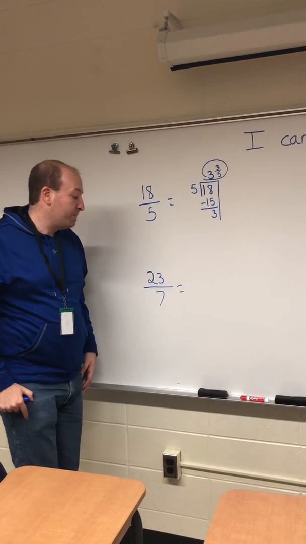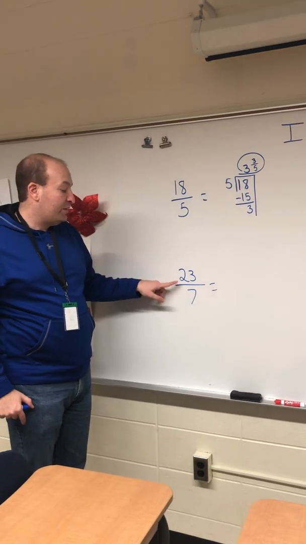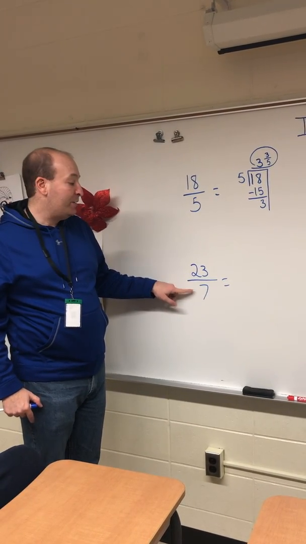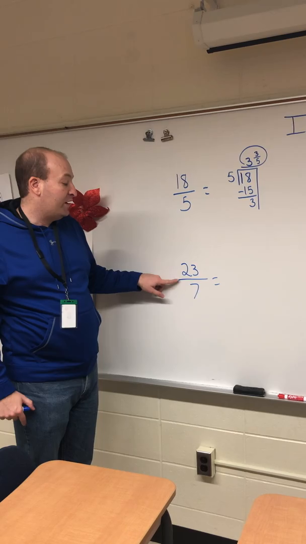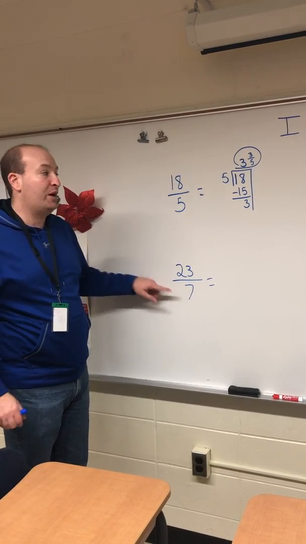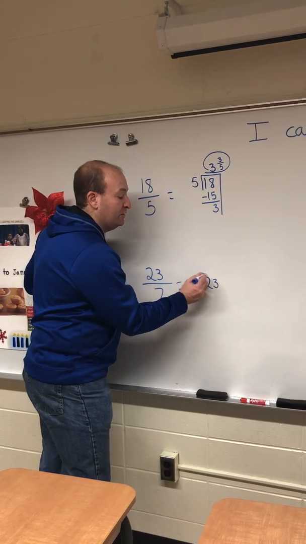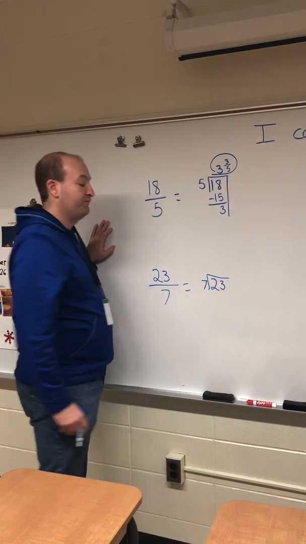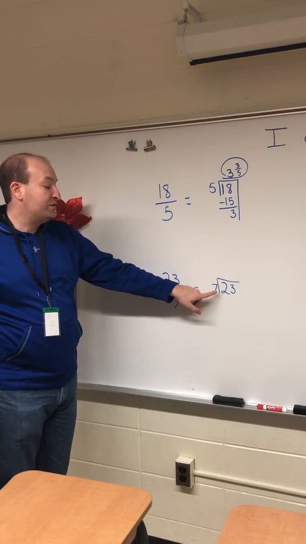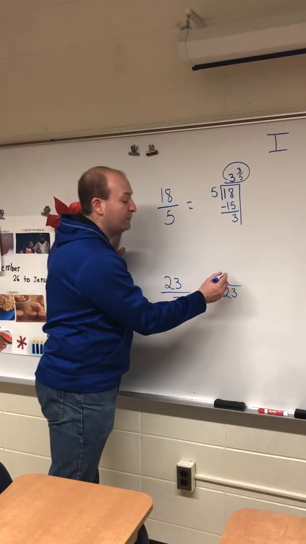Let's try another one. The next one is 23/7. So again, I'm going to think of this as 23 divided by 7. That's what that improper fraction means. So I can take this and say 23 divided by 7. And I can say, how many times does 7 go into 23?